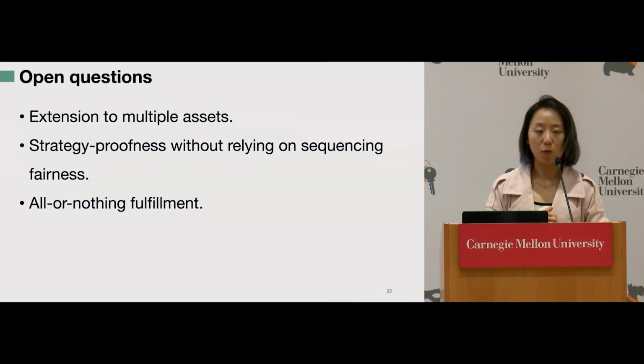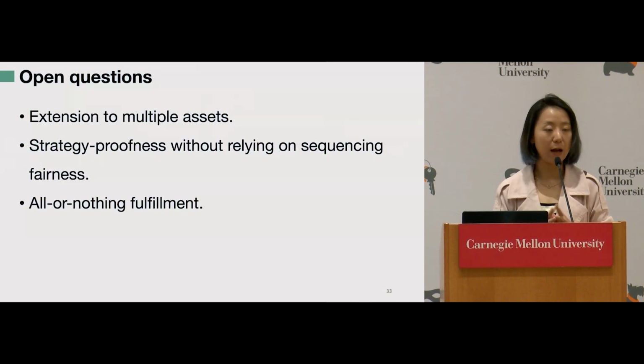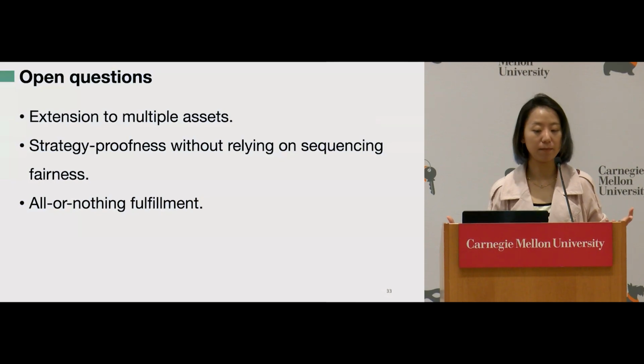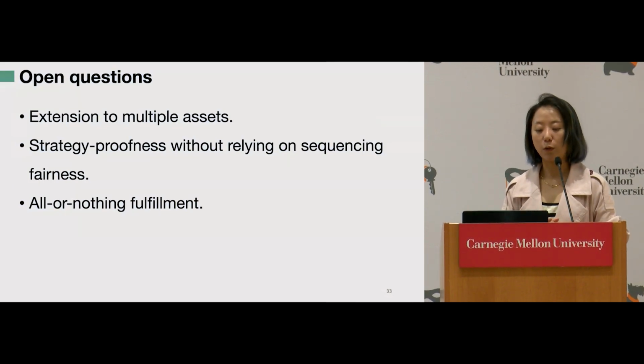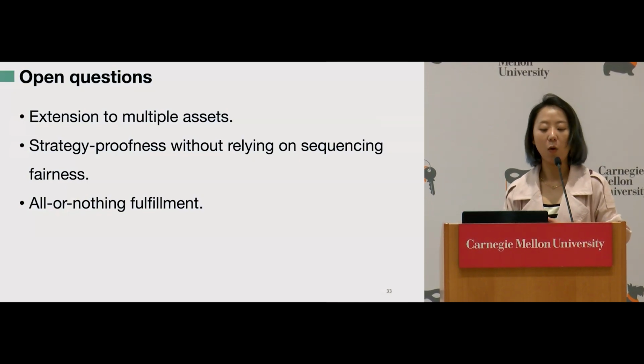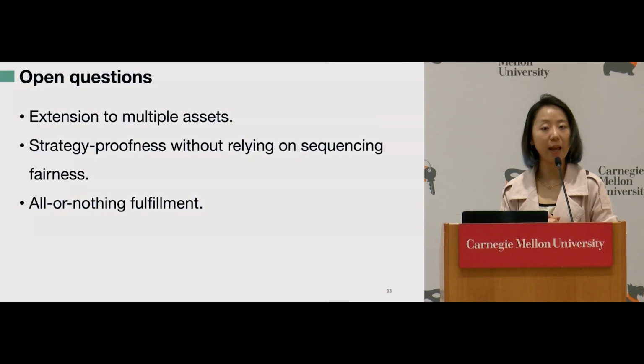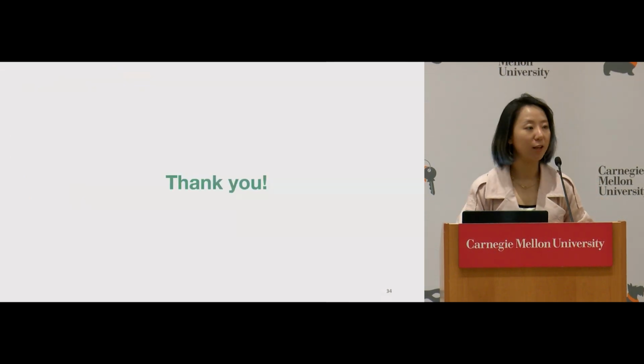So there are many interesting open questions left by this work. We focus on the two assets case. How do we extend it to multi-asset AMMs? And second, we achieve strategy proofness based on sequencing fairness. Is it really necessary? Can we prove that some form of fair sequencing is necessary, or can we achieve strategy proofness without relying on sequencing fairness? And the third would be, can we achieve all-or-nothing fulfillment? Either my order gets executed or none at all, instead of partial fulfillment. So I'll stop here, and I'm happy to take any questions.